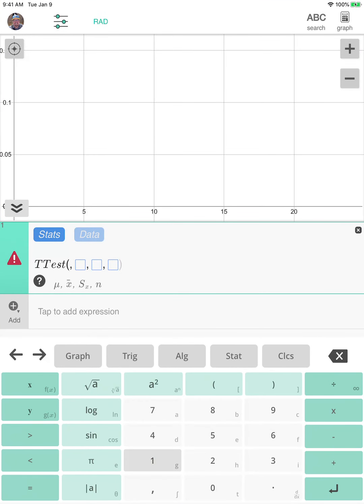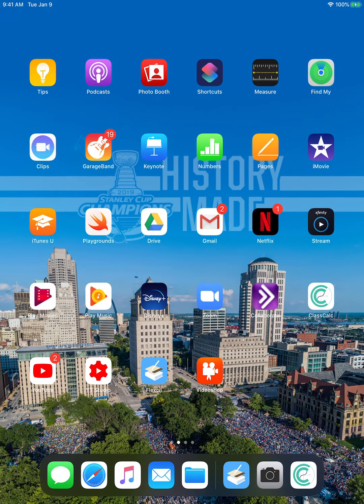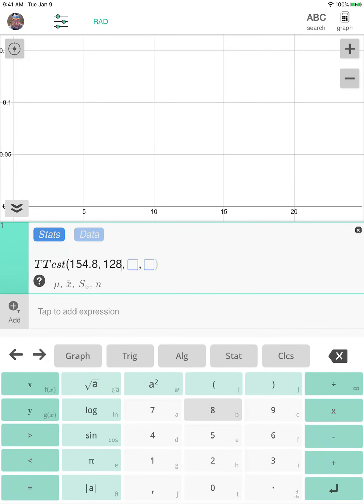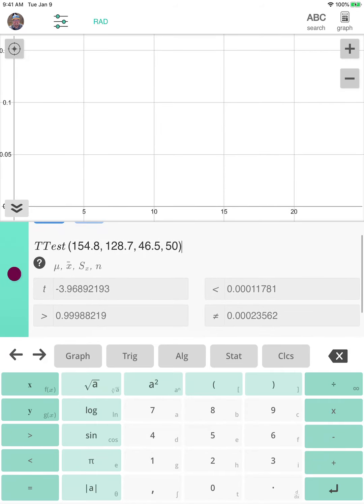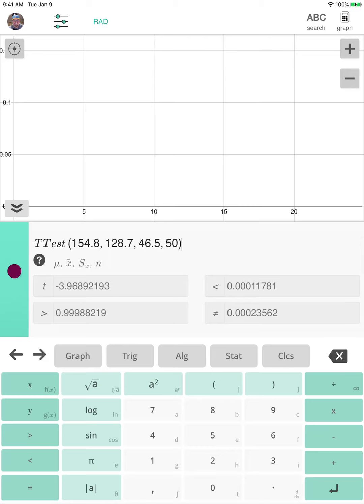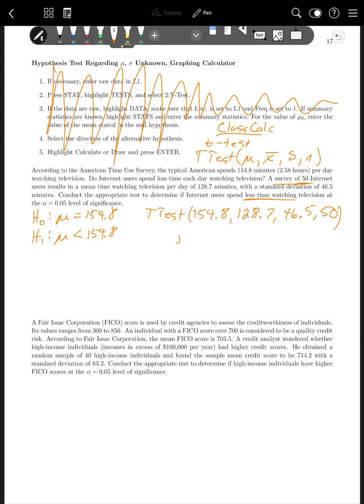So 154.8, 128.7, 46.5, and 50. And just like with the one prop z, it gives us the test statistic, and then it gives us the three different test values. In this case, we're doing less than, so that's going to be this 0.0001. So our p-value is 0.0001.